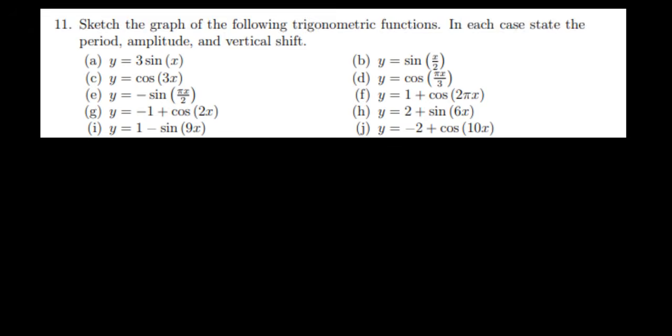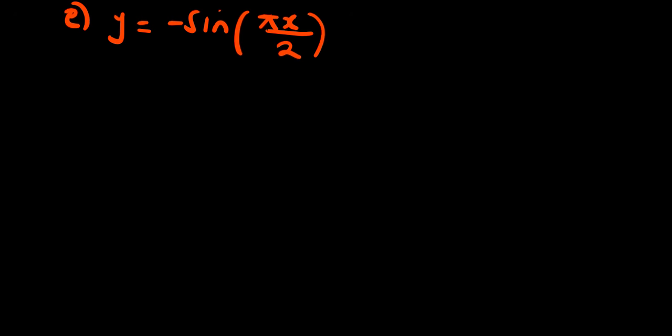We've got y equals cos, is it pi x over 3? Okay, this is very interesting. So we are saying y equals negative sine of pi x over 2. Okay, so what do we do? Let's find the amplitude, the period, and the vertical shift.